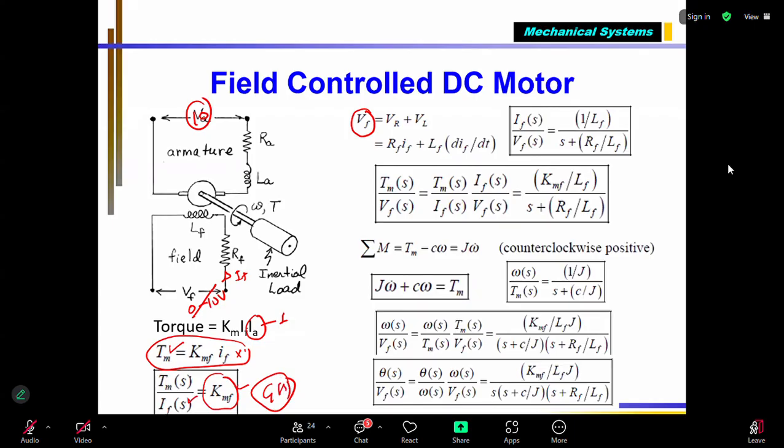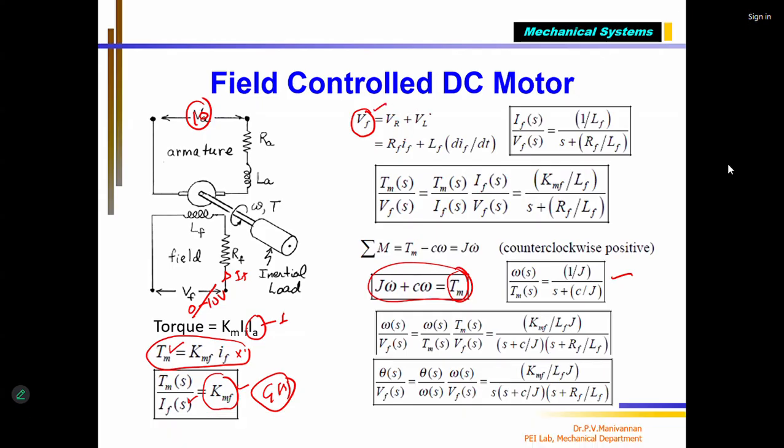This output TM is given as input to the mechanical part. The torque generated by the electrical part is given as input to this one. This is my mathematical equation, this is my transfer function. Already we got it. Now here we are applying only one voltage in the equation. This is the supplied voltage, and the voltage drops of the components are the voltage across resistance, VR, and the voltage across inductance, VL. That is nothing but the input voltage, according to KVL.